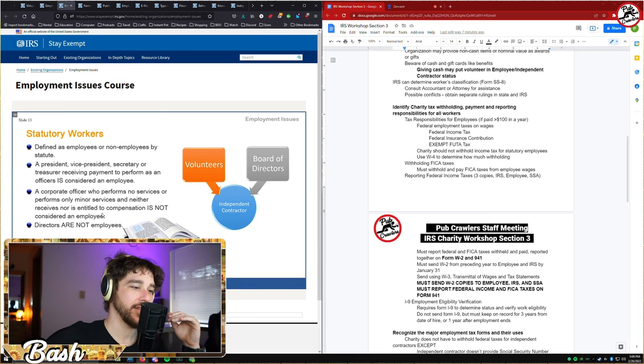Well, that just means that if something falls inside of this, then it just is that thing, whether or not what you say it is. Say you're a volunteer, but if you do all the things that are within this, then oh no, you're not a volunteer.